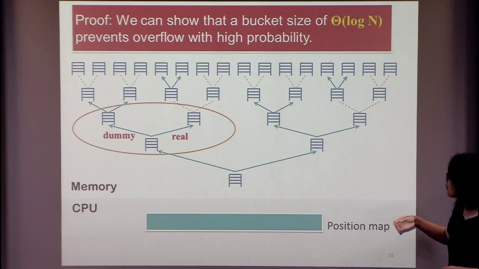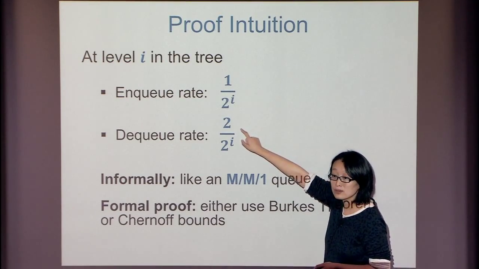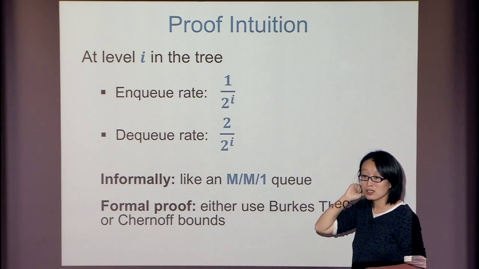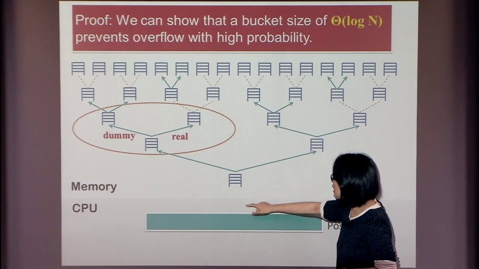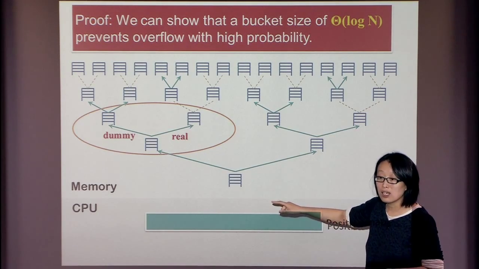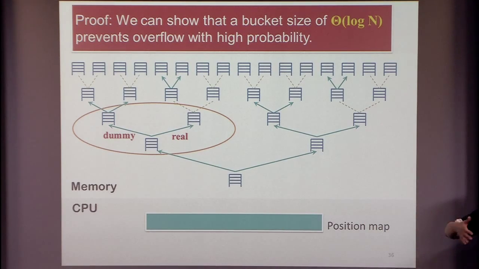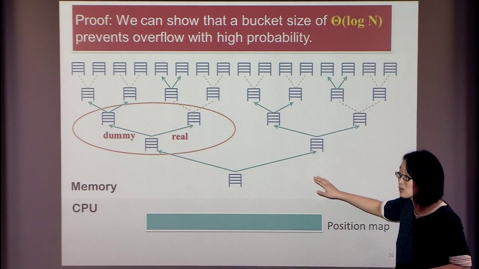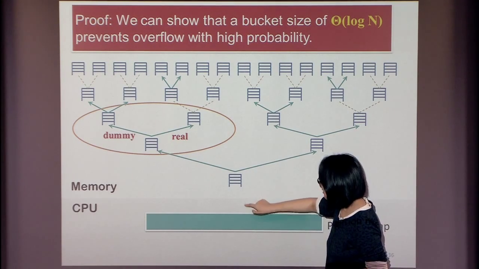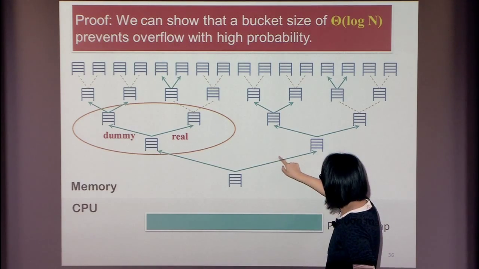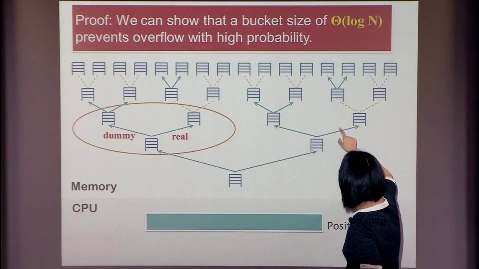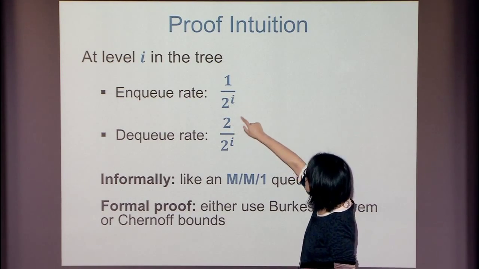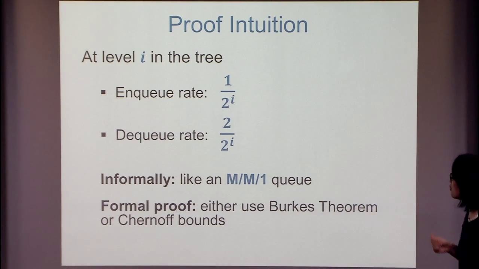Okay, so what is the enqueue rate at level i of the tree? It's not hard to see that it's 1 over 2 to the i. Because essentially at every time step, 1 block is going to come in. And if your queue is stable, if your queue doesn't grow unbounded, then essentially the rate in has to be equal to the rate out, right? So there's a rate of 1 coming in here, and then it's split into a half here and a half here, and it gets further split into 1/4. Therefore the enqueue rate is 1 over 2 to the i at level i of the tree.